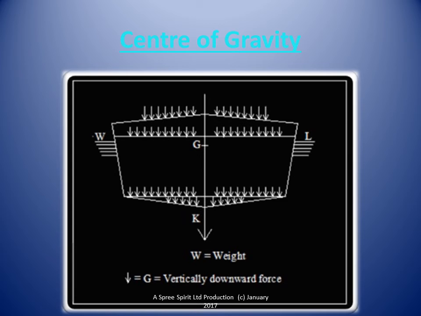In the previous slide we said that the force of gravity is considered to act vertically downward through the center of gravity. Considered to act means, for mathematics and diagrams, we consider the force of gravity to act through the center of gravity shown as G. In fact, the force of gravity acts downward all over the ship, that is shown by the arrows.